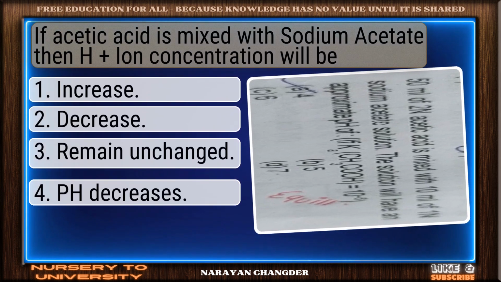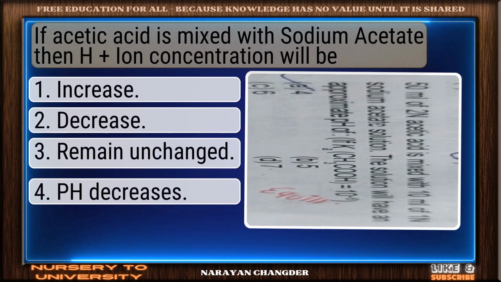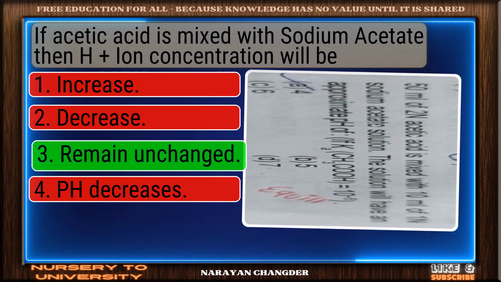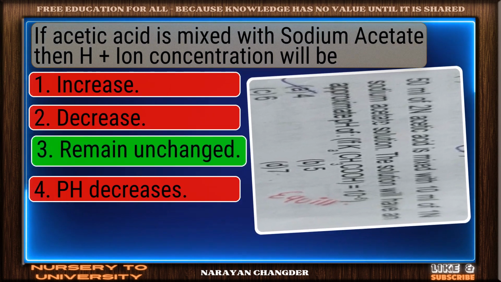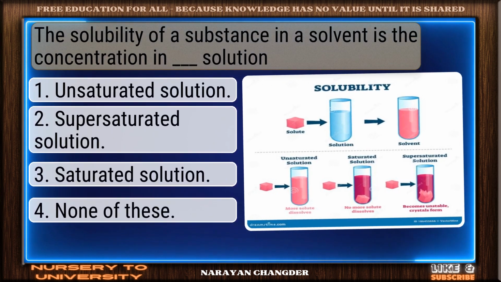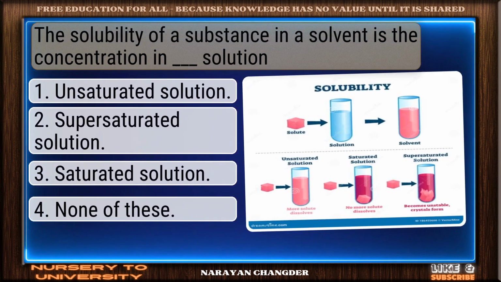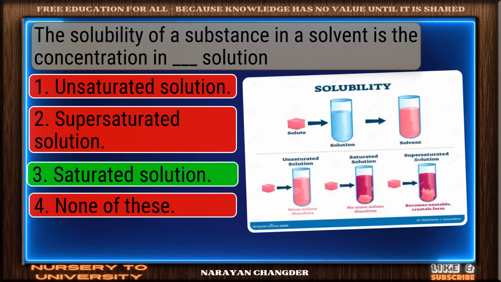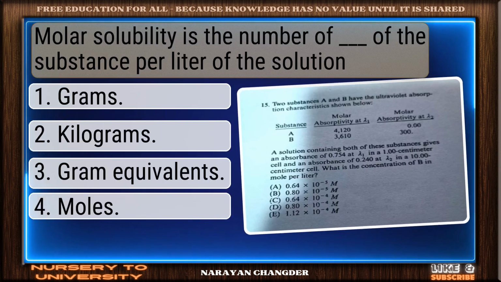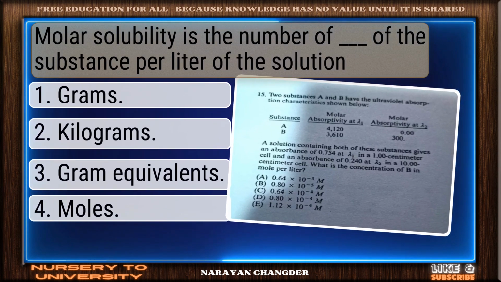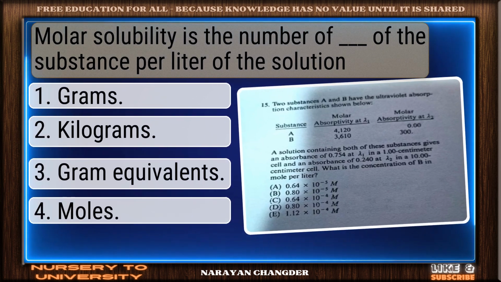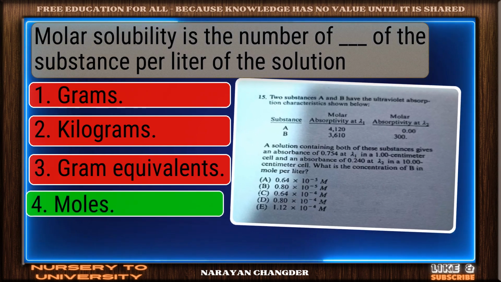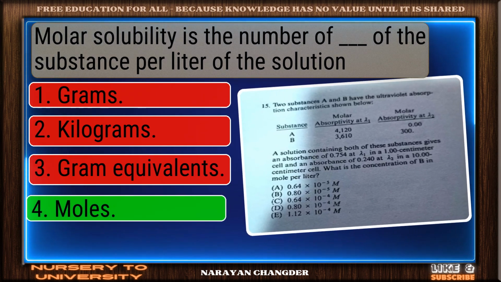If acetic acid is mixed with sodium acetate, then H+ ion concentration will be. Well reasoned. Remain unchanged is the correct choice. The solubility of a substance in a solvent is the concentration in dash solution. Nice work. You chose saturated solution and it is correct. Molar solubility is the number of dash of the substance per liter of the solution. Clear logic. Your choice moles is sound and 100% true.